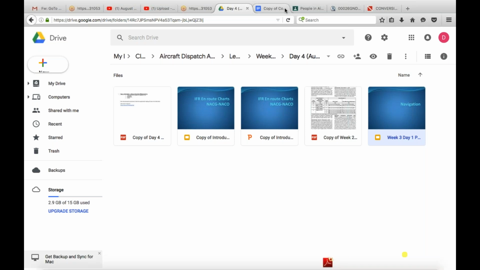Would they land at JFK? No, they would land in Atlanta. So it's like two completely different flights.